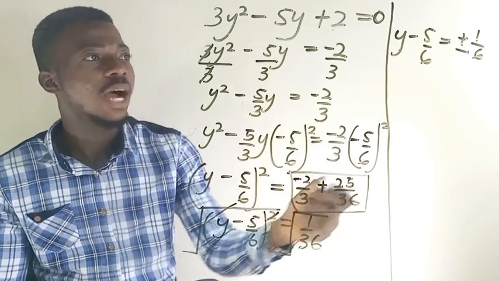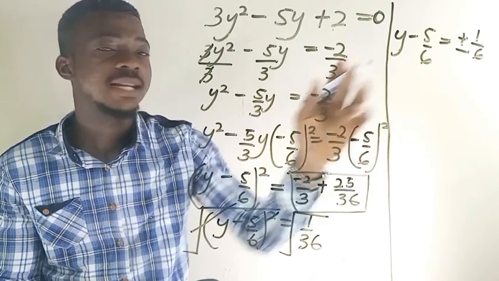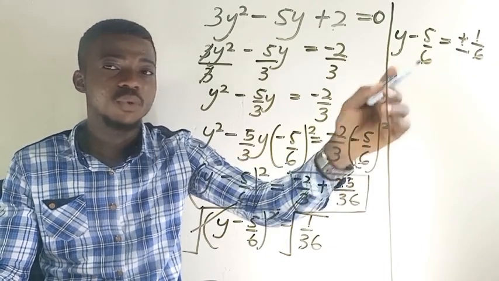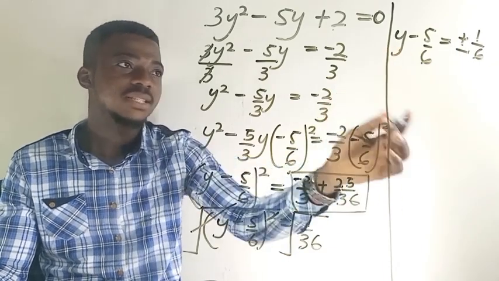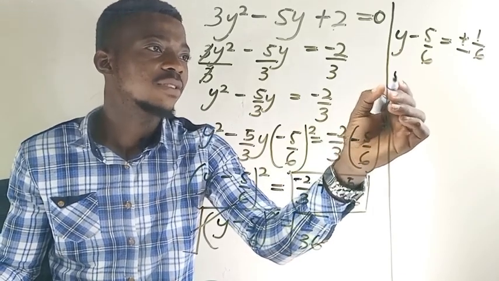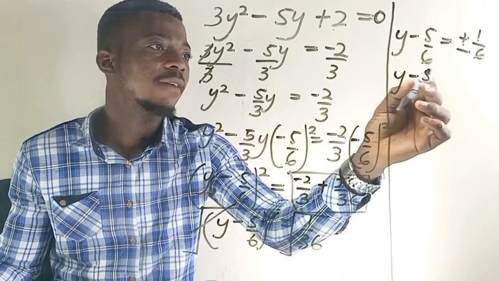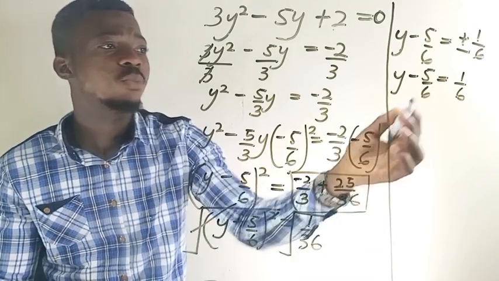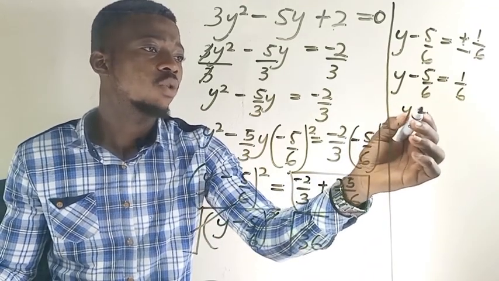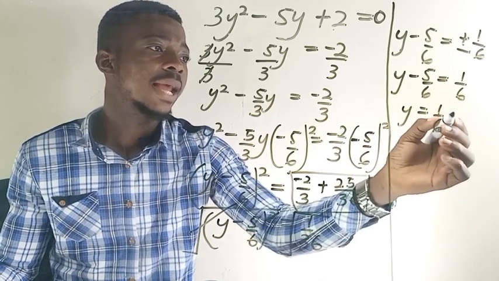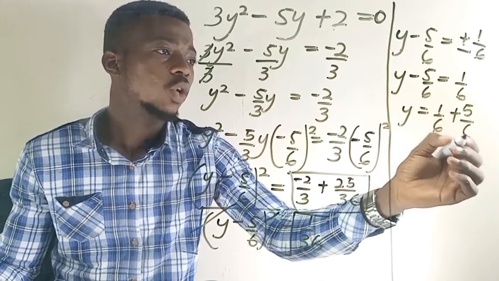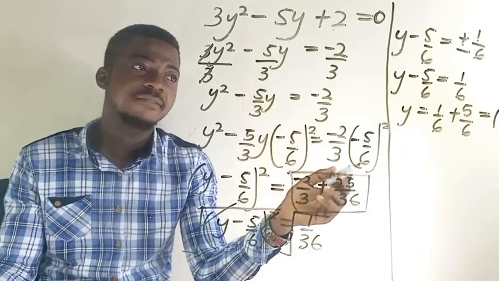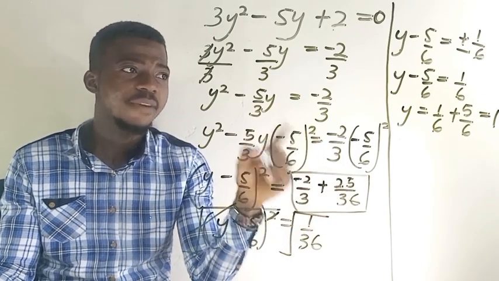Okay, great. So now we want to find the root of the equation. Now we have here plus 1 over 6 and then minus 1 over 6. So we're going to take each one up and equate it. So let's take plus 1 over 6. That's going to give us y minus 5 over 6 equal to 1 over 6. So you move this one to the other side. So we have y equal to 1 over 6, then plus 5 over 6. This one will give us what? It will give us 1, right? Because 1 plus 5 is 6, over 6. So you get 1, all right? So the first root is 1.